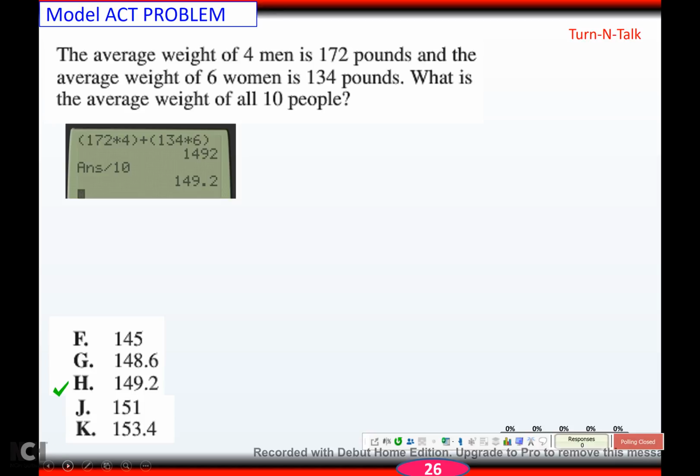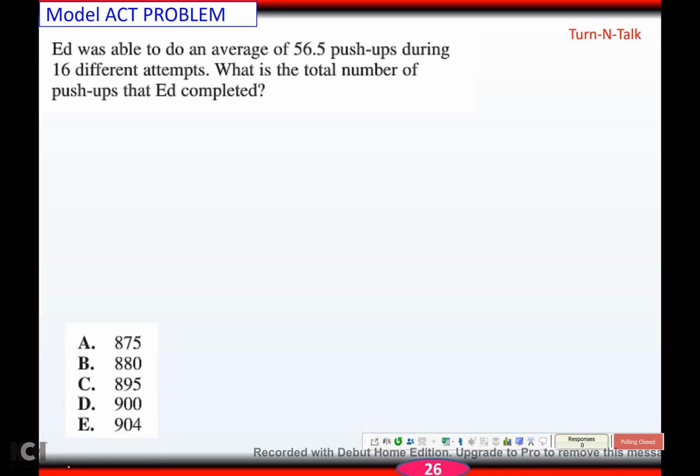And hopefully you got H. It says the average weight of 4 men is 172 pounds. So to get that total weight, you got to take the 4 times the 172. The average weight of 6 women is 134, so that total would be 6 times the 134, which gives me 1492. To average those 10 people, divide by 10 and you get 149.2.